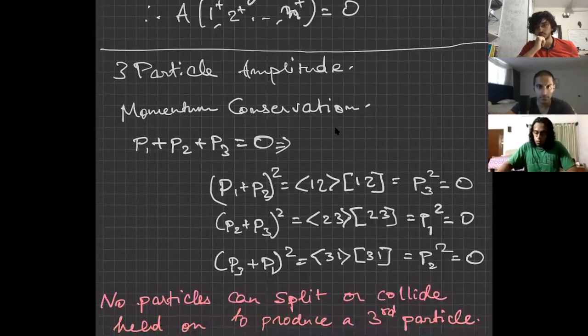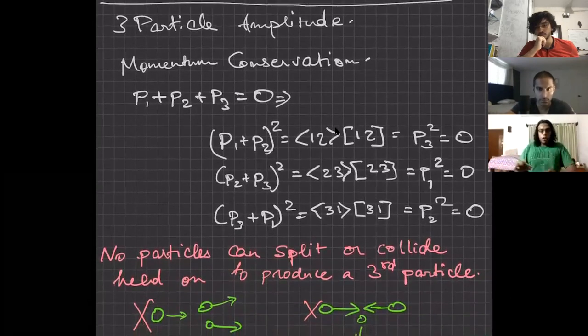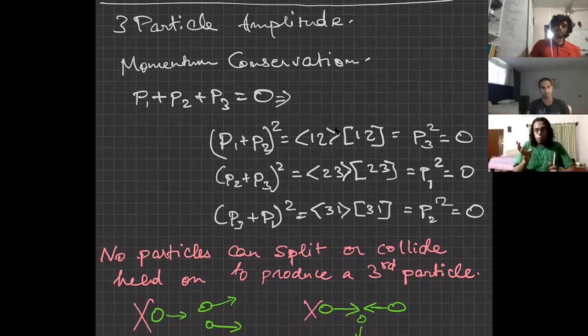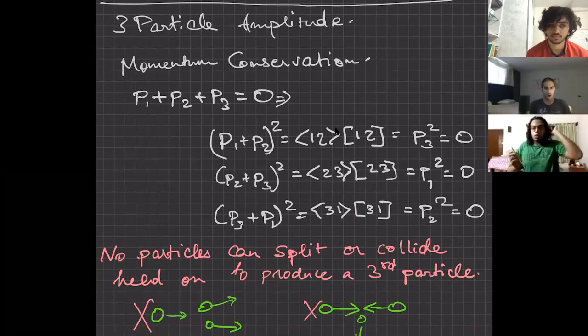Yeah. So finally coming to the crux of this particular episode. We try to calculate the amplitude for three particle scattering matrices. So we'll take different kinds of particles, and then we'll try to compute the scattering matrices using the angle and square brackets.